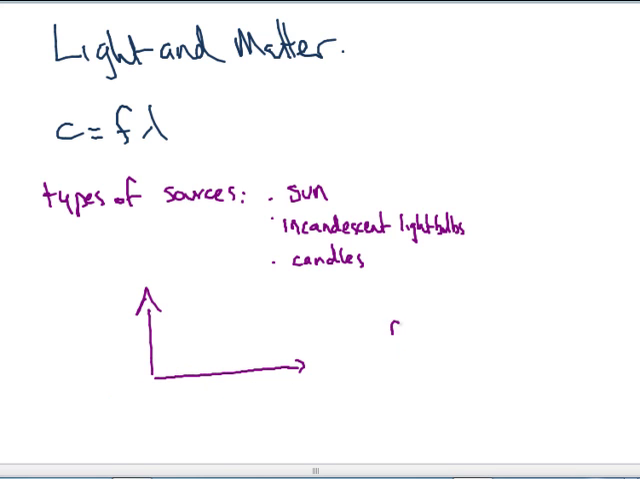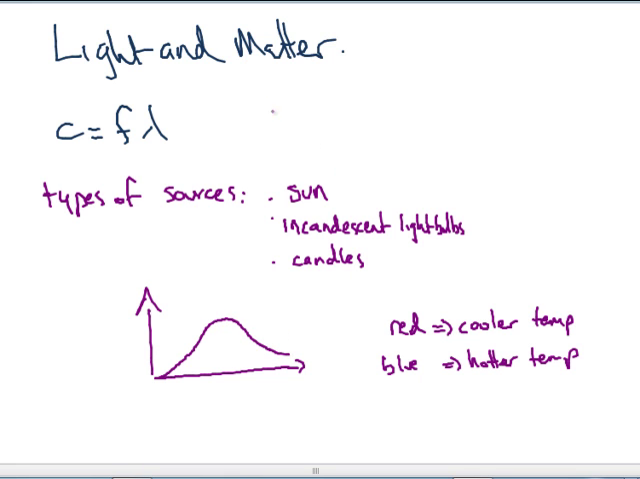So, red equals cooler temp. So if the light's more at the red end, then it suggests that the object is at a cooler temperature. If we're more towards the blue end, then the object's at a much hotter temp. And so we get sort of this radiation curve, something like that, where the peak perhaps may be in infrared or red, where it's a cooler object, and then if we've got a hotter object, then that peak gets shifted.